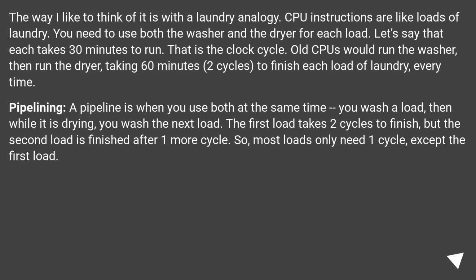The way I like to think of it is with the laundry analogy. CPU instructions are like loads of laundry. You need to use both the washer and the dryer for each load. Let's say that each takes 30 minutes to run. That is the clock cycle. Old CPUs would run the washer, then run the dryer, taking 60 minutes, 2 cycles, to finish each load of laundry, every time. Pipelining. A pipeline is when you use both at the same time. You wash a load, then while it is drying, you wash the next load. The first load takes 2 cycles to finish, but the second load is finished after one more cycle. So, most loads only need 1 cycle, except the first load.